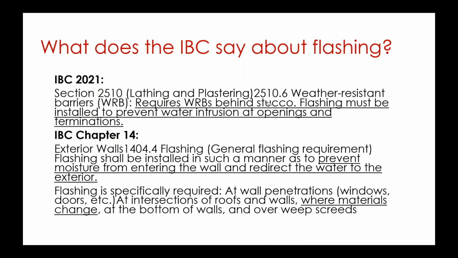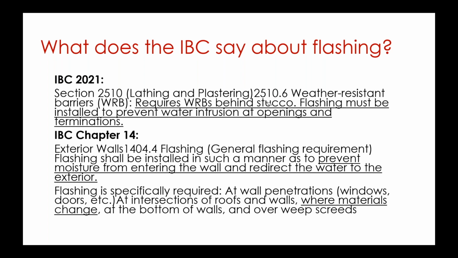All right, so what does the code say about flashing? This was a big thing that I learned still while I was in the trade, and I don't think too many people in the trade know the complications of this flashing. I think a lot of consultants out there love this wording, and I just want to cover it with you real quick. So I'm taking this from the 2021 code, which requires WRBs behind stucco and flashings. Here's a key word: flashing must be installed to prevent water intrusion at openings and terminations. So that's where they're kicking in that word flashing in section 2510.